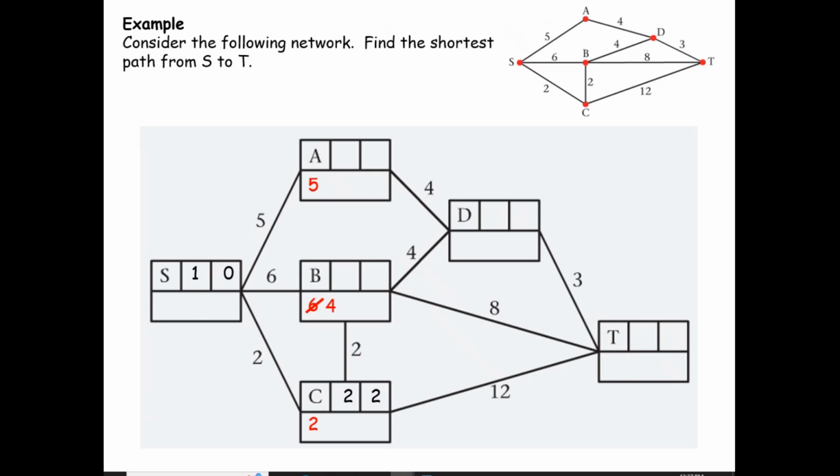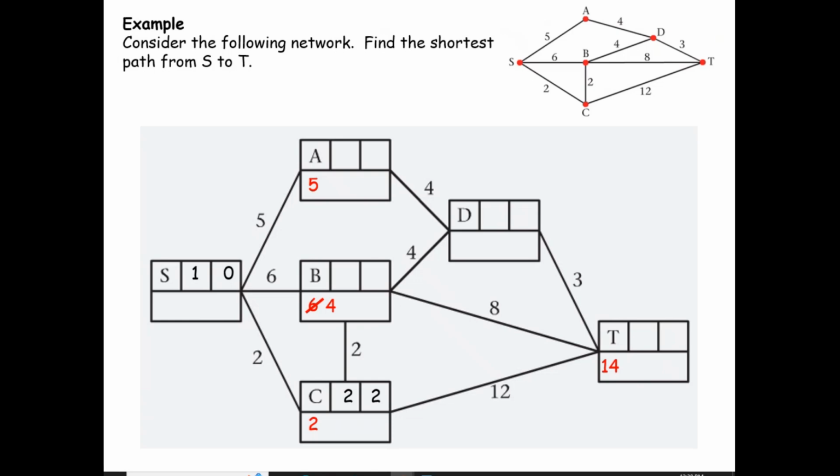You can cross it out, or you can just leave it, but please don't rub it out or completely obliterate it, don't scribble it out. It needs to still be visible in there. So we replace this 6 with this 4. We also need to label up T. So you've got the 2 from C, add on the 12, that's a distance of 14, goes into the temporary label under T.